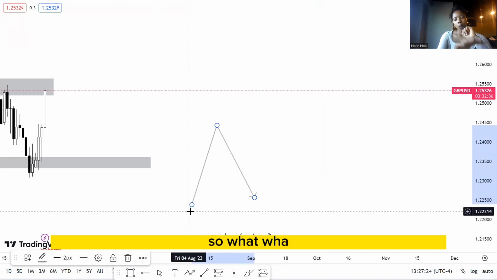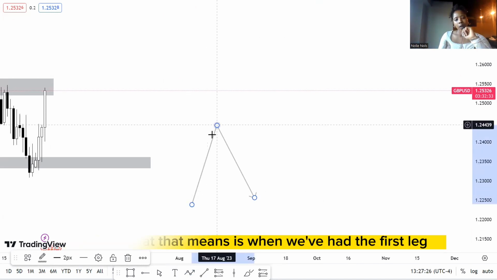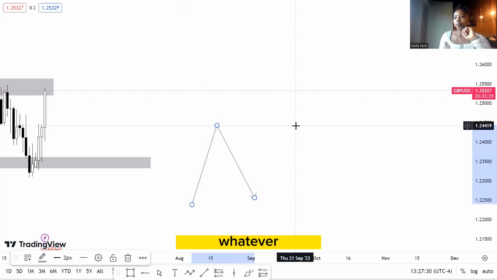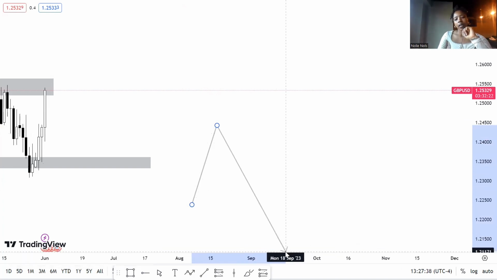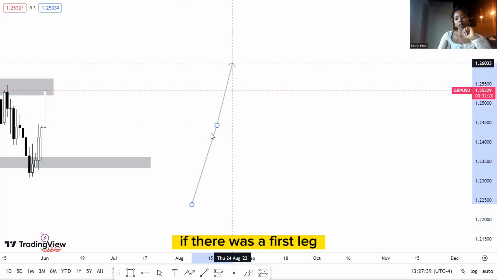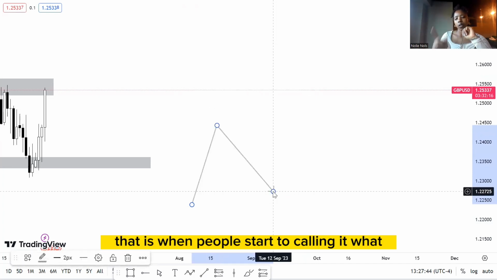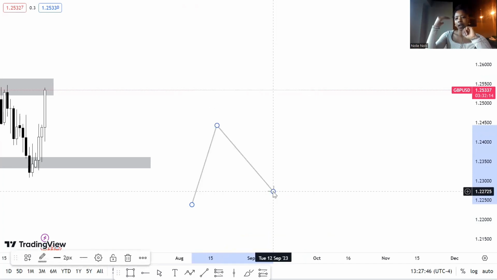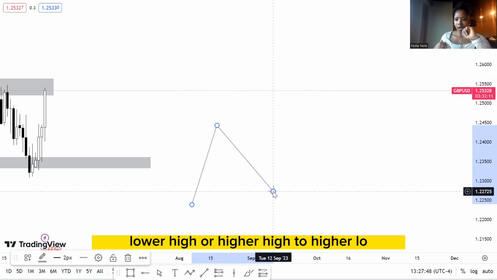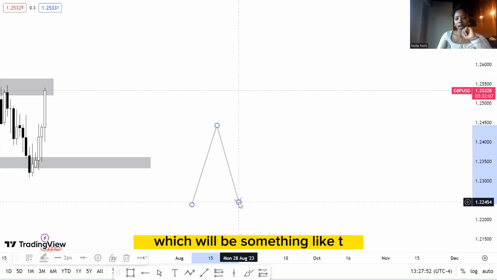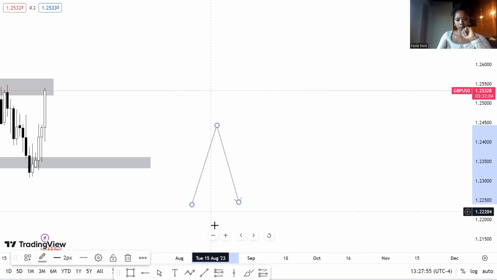So what that means is when we've had the first leg, we need a second leg. Whatever price does, price always needs to balance itself. Price just does not move like that. If there was a first leg, there should be a second leg down. That is when people start calling it a lower high, or a higher high to a higher low, which will be something like this.